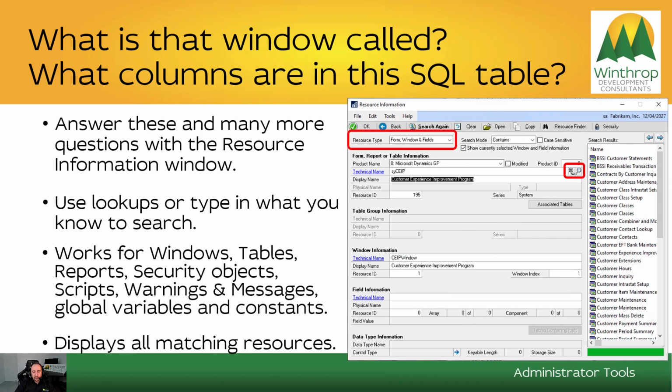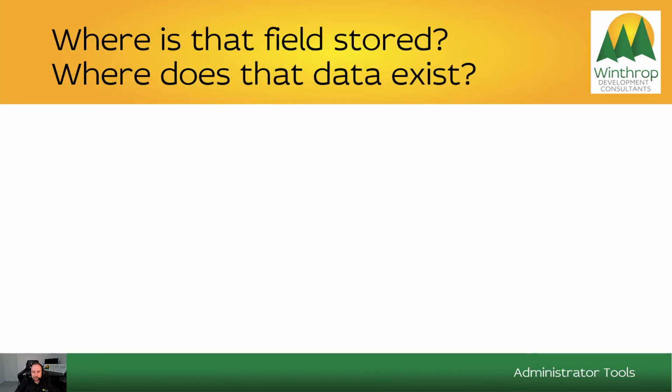If you want to know anything about where data is stored or what a particular column in a SQL table is, GP Power Tools allows you to explode the dictionary and get hold of all the resource information, and that works for forms and windows and tables and reports, all the security objects, as well as warnings and messages. You just type in what you know and it'll fill in the rest.